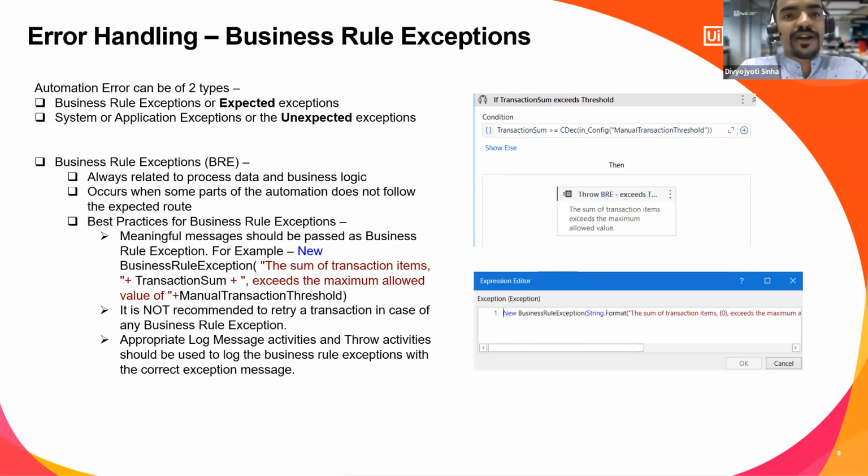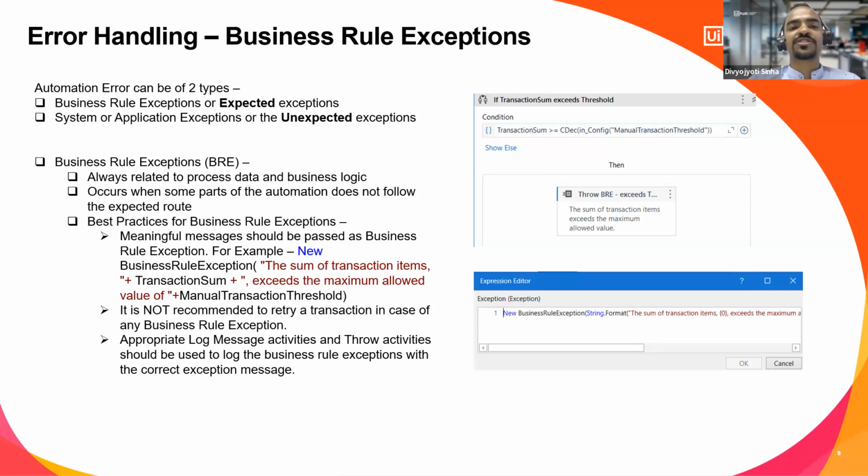Now coming to the error handling. So we had a session yesterday about error handling, right? So there can be two types of exceptions. One can be business rule exceptions, which we can say are expected exceptions. And the second one is the system or application exceptions, which we term unexpected exceptions, right? Means that any kind of unexpected scenarios happen, like let's say UI changes and your automation is failing. Those kinds of exceptions can be categorized as application exceptions.